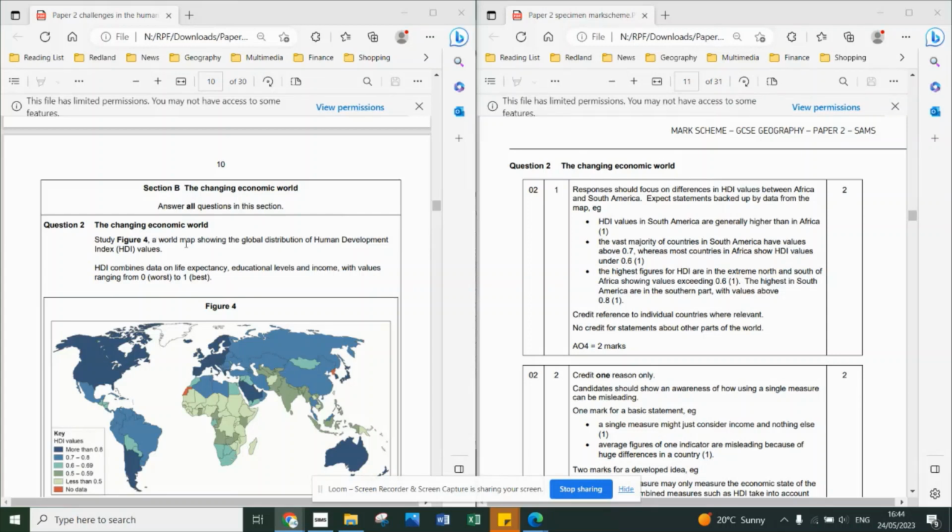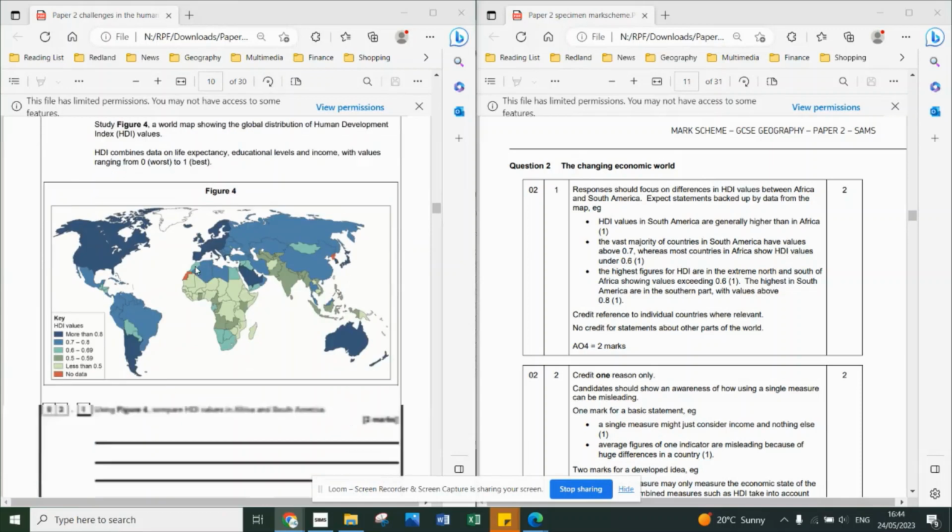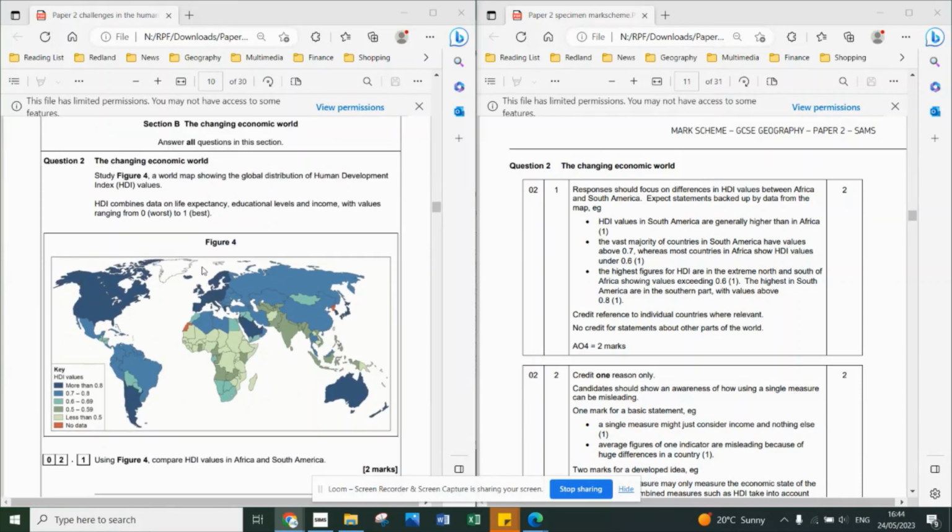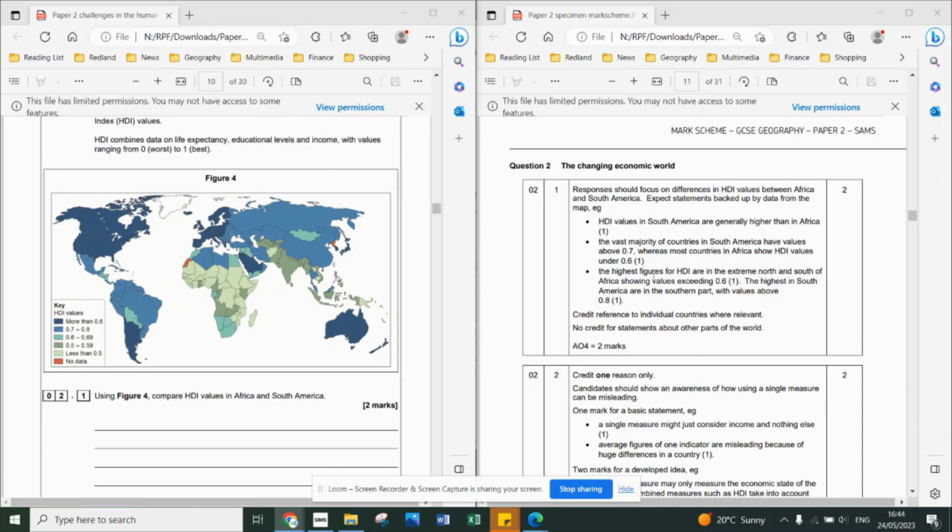Section B of paper 2 is the changing economic world. So question 2, you get figure 4. You've got a map here showing HDI, which combines life expectancy, literacy rate, and GDP or income. It says using figure 4, compare HDI values in Africa and South America. Again, Africa is here, South America is over there, and you just have to make a statement.